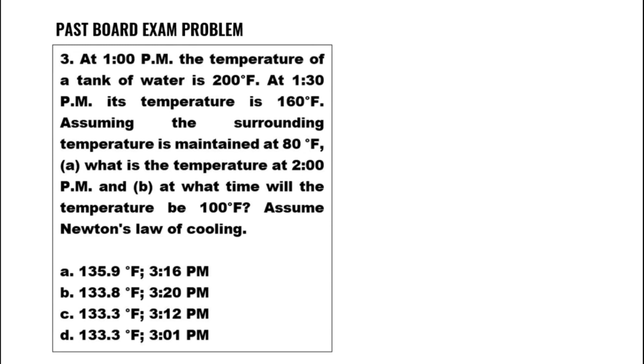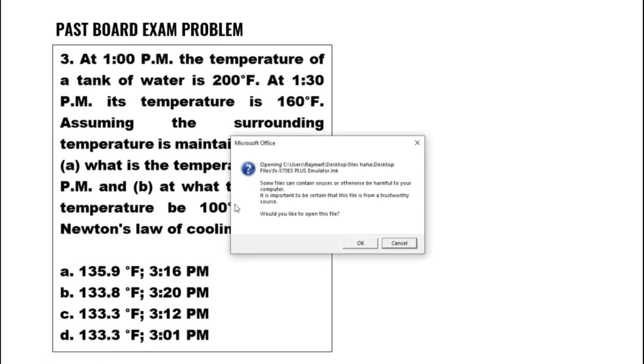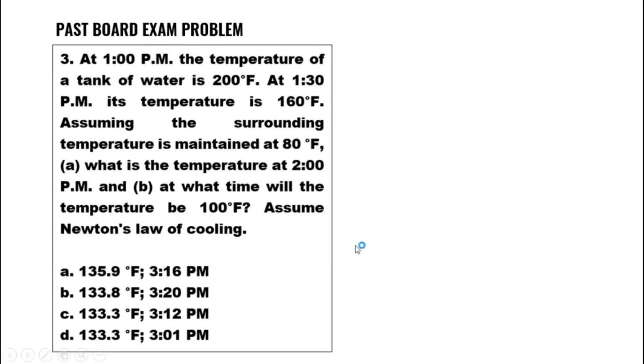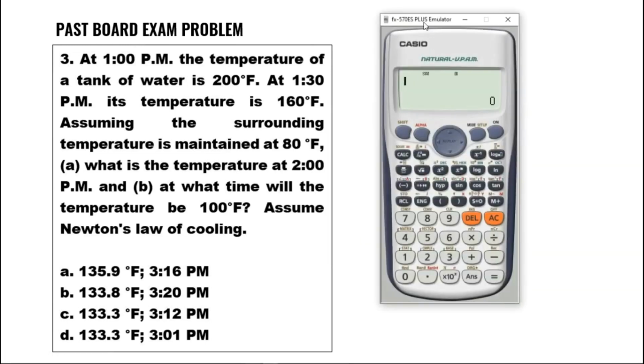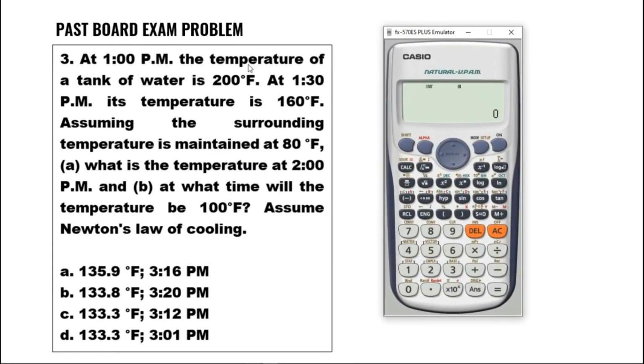So for letter A, automatic guys, calculator lang muna tayo. So open your calculator then. So you have here, at 1 p.m. the temperature of the water in the tank is 200 degrees Fahrenheit. So you have here at time 0. So mode stat muna tayo guys. So mode stat, so 3. Then 5. So same time here, change in temperature, so Y.